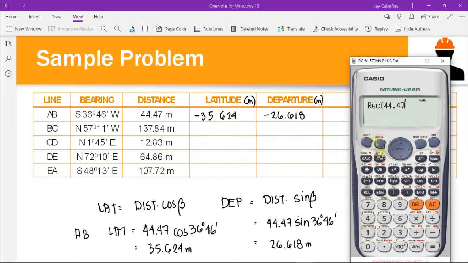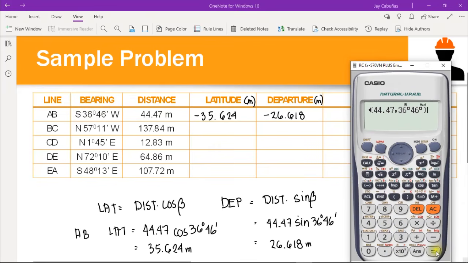You input the distance, then comma, which can be found on the close parenthesis button. So we have shift, then close parenthesis, then the angle 36 degrees 46 minutes. Okay, then press the equals button. Then we have these two values here: the x value and the y value.